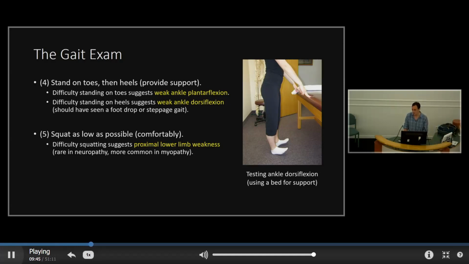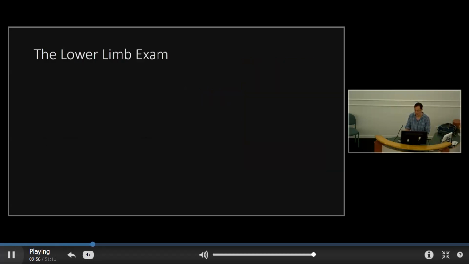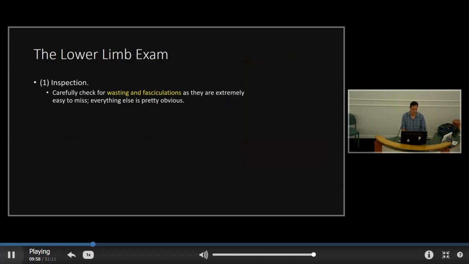The first step, identifying the gait, is really the most important by a mile. And if you can do that, then this is certainly the most important examination in neurology. Now, after the gait exam, you might do a lower limb exam. Again, it's just a few steps here. First, inspection, again. Inspection is usually the one that people do the poorest. They want to rush in and start doing stuff, but trust me, inspection is usually the most important one.